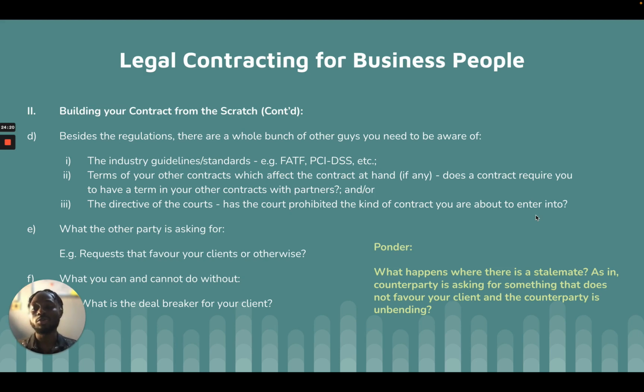Now, another thing you want to be aware of is, what is the other party asking for, right? Does the request favor your clients or does it not favor your clients?